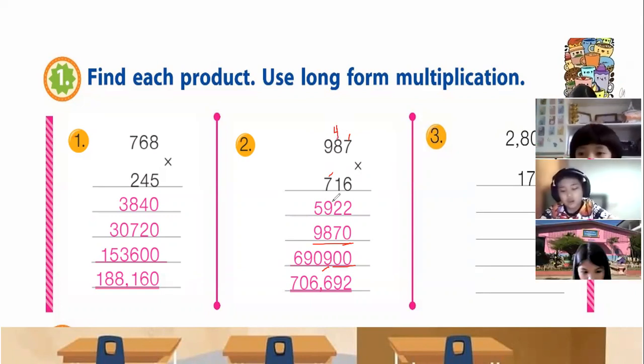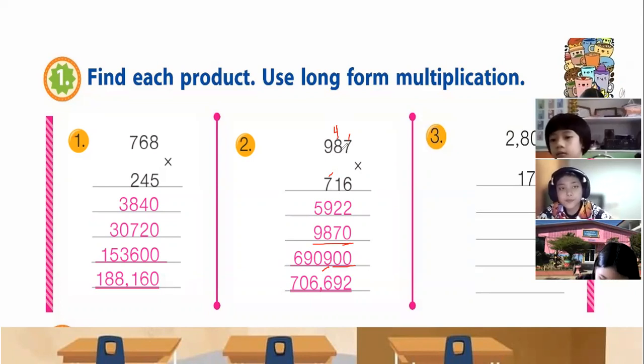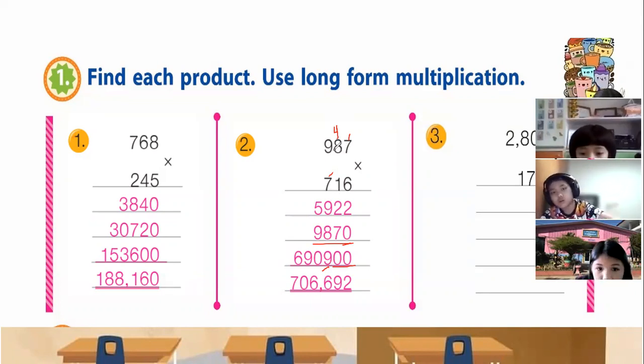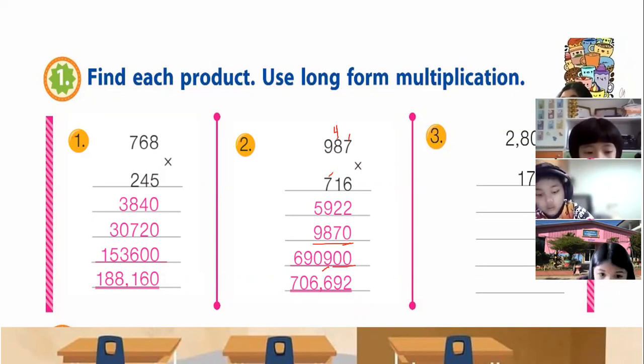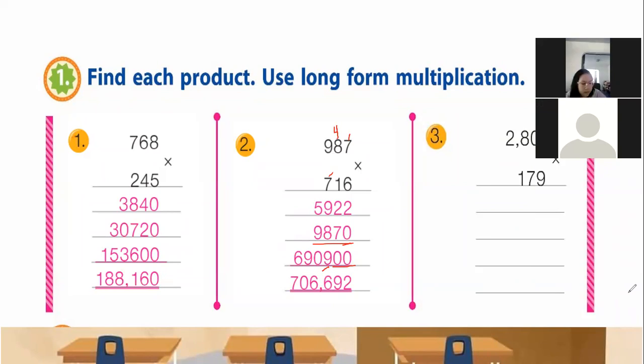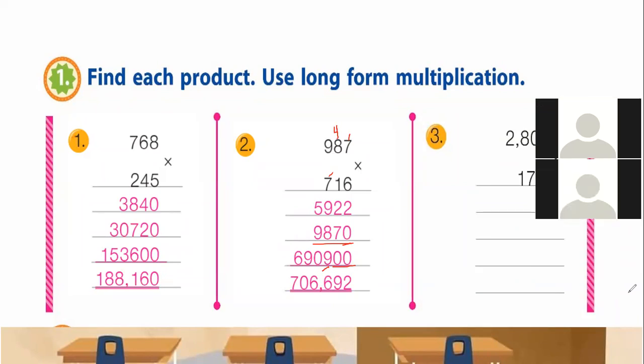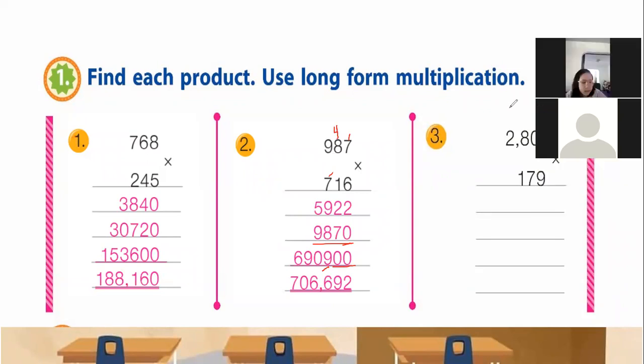Now again, 7 multiplied by 8. Students, 7 multiplied by 8 becomes how much? Students, answer me please. 7 multiplied by 8. Very easy. 56. Very good. So 56.